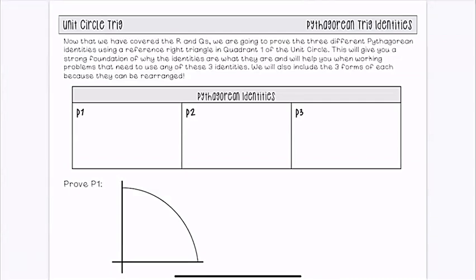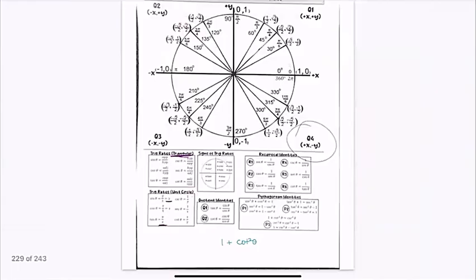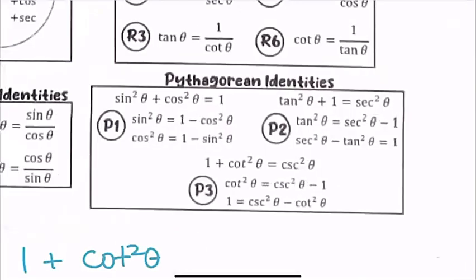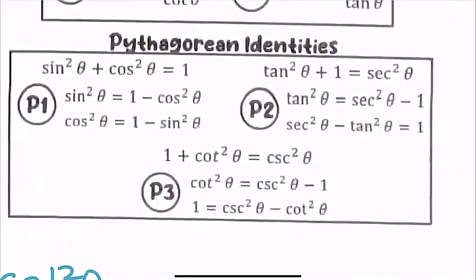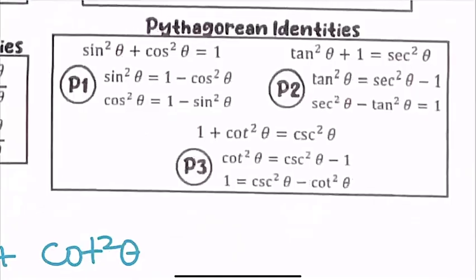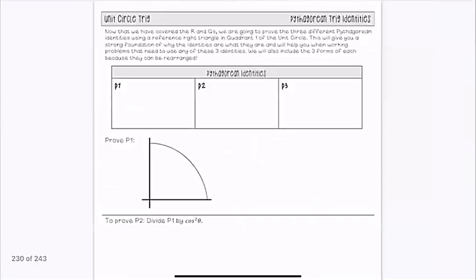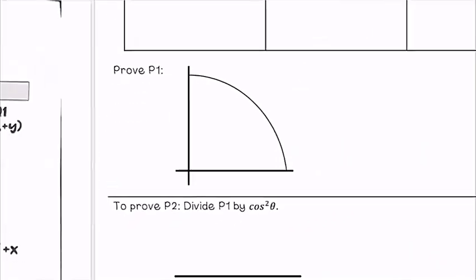We will also include the three forms of each because they can be rearranged. So we're going to put them in here. And then they're also written on your paper, your half sheet. Let me find where that is. Oh, perfect, right here. They're also on here in that bottom corner where it says Pythagorean identities right here. So you'll be allowed to use this in pretty much everything. So don't worry about memorizing, just worry about understanding.